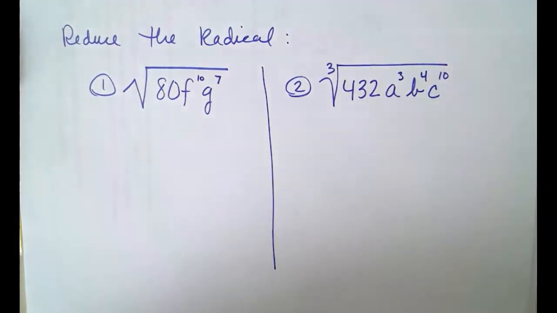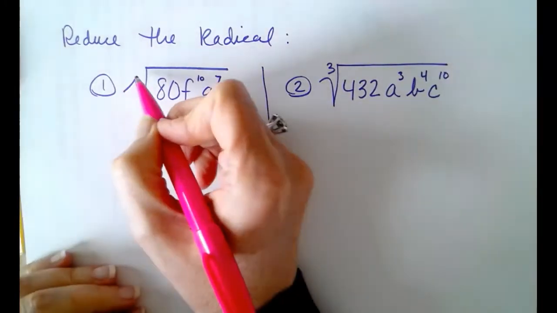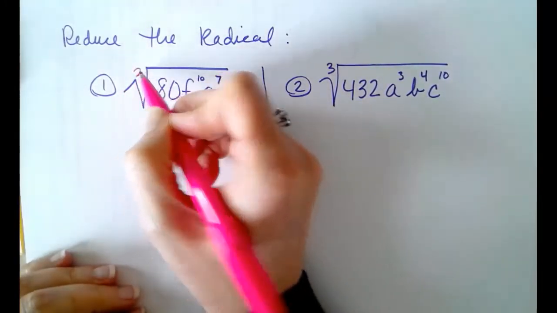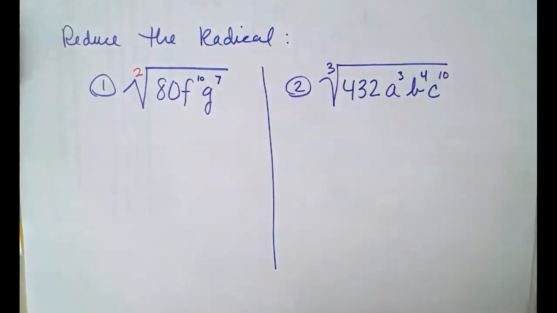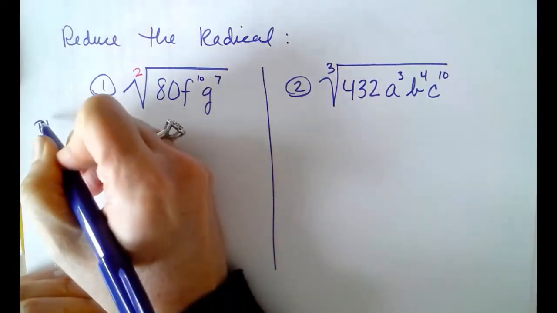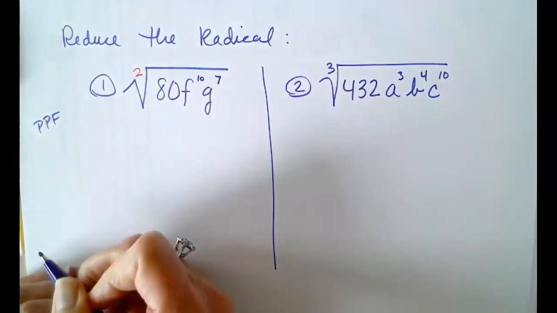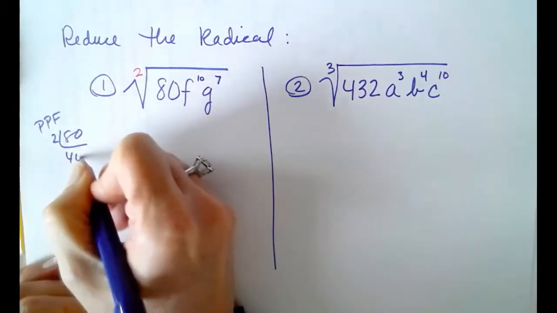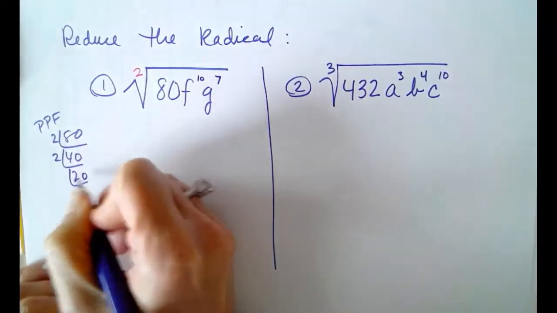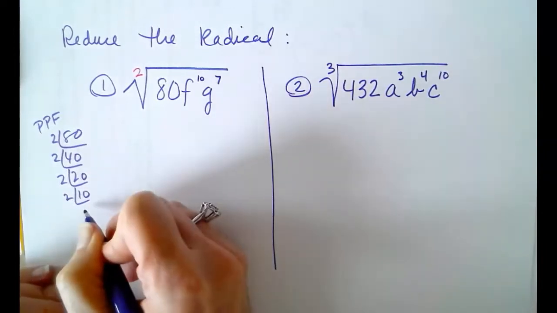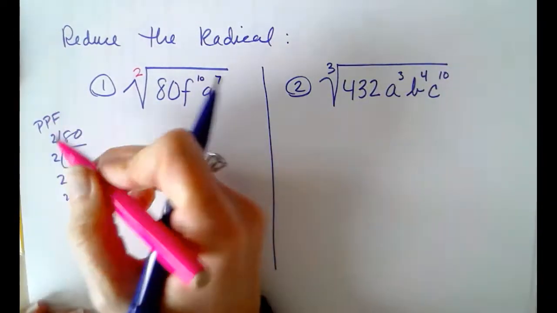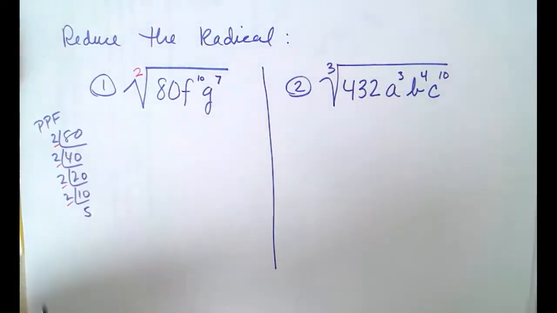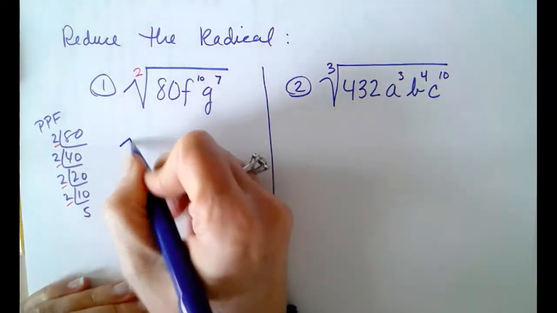And when we reduce radicals, if we have a radical with no given index, remember that that index is a 2. And every single time when we start simplifying a radical, we will make a factor ladder because we need to know the prime factorization of the radicand. So here is 80. 80 divided by 2 is 40. 40 divided by 2 is 20. Divided by 2 is 10. Divided by 2 is 5. So we have 1, 2, 3, 4 powers of 2 and 1 power of 5.